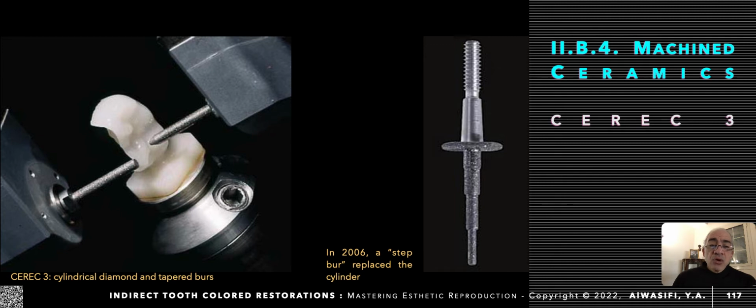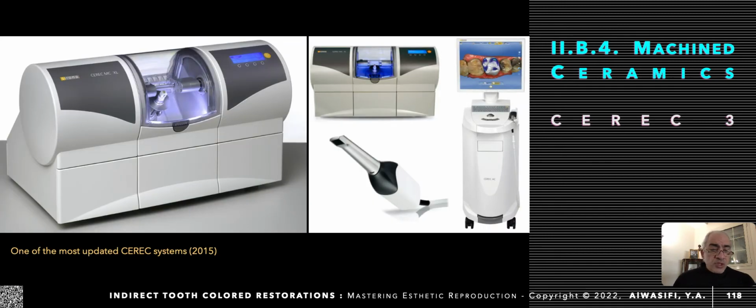At this time the software was upgraded to copy mill the anatomy of a missing tooth. That's why we could reconstruct a full ceramic bridge with a pontic tooth using this bur. This is one of the most updated CEREC systems. You could note that the milling machine is just the size of a small printer. This is a model of 2015.